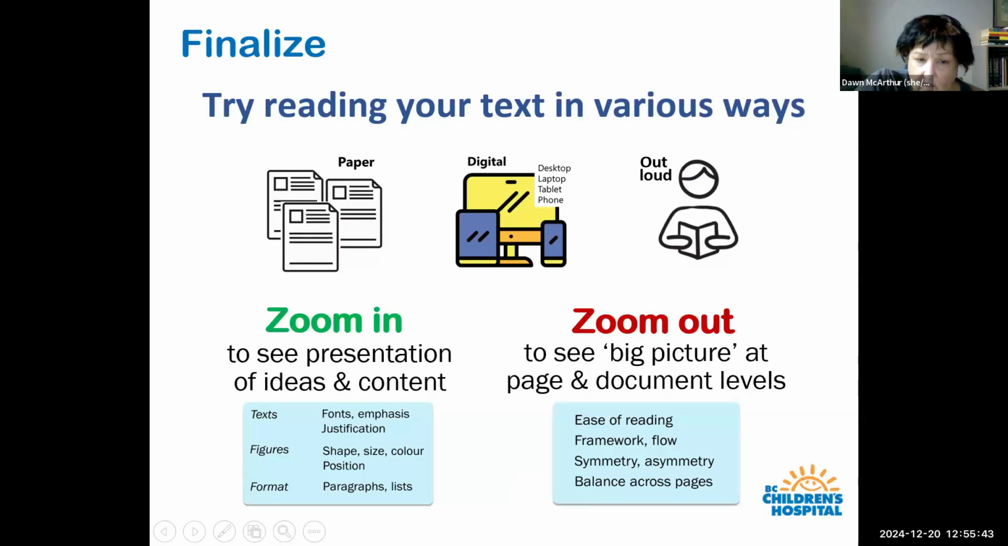Try reading your text in various ways. You can zoom in to look at fonts, emphasis, justification, figures, and formatting, and you can zoom out to look at the big picture and the ease of reading, the flow, whether there's symmetry or asymmetry, which I didn't have time to talk about, and the balance of the amount of information across different pages. So, look at it closely as well as at the higher level.